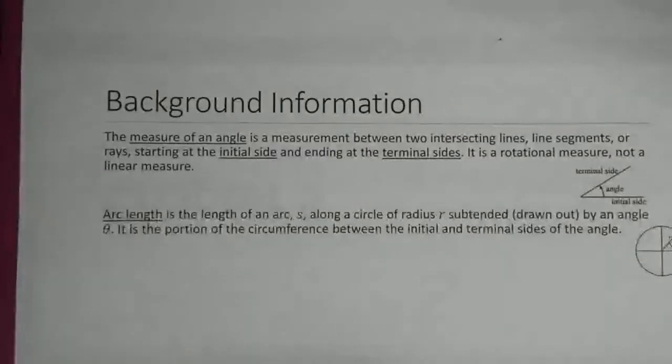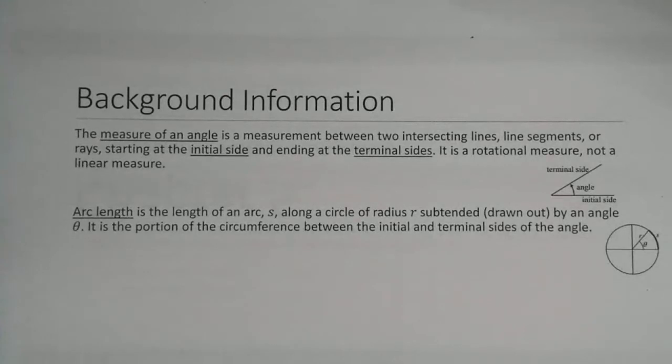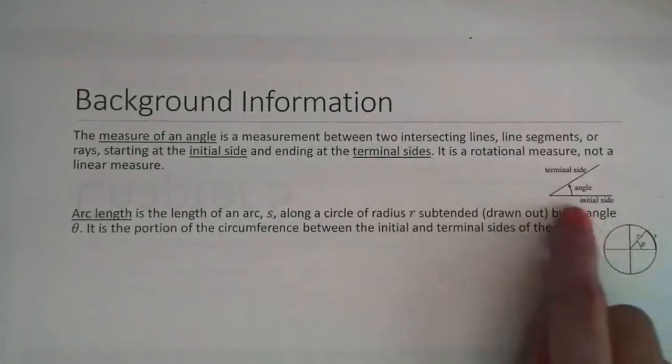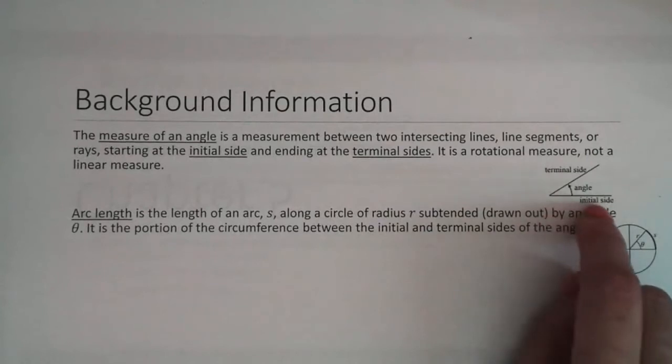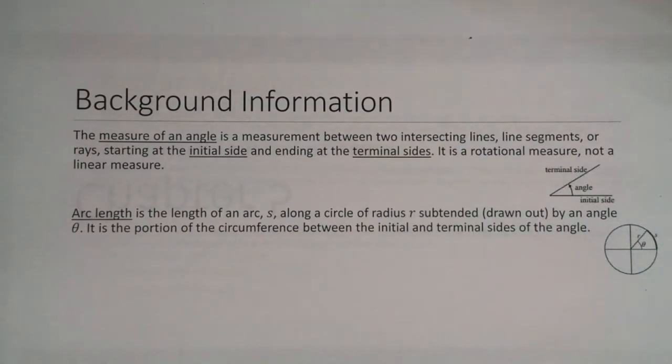You've probably worked with angles before, and the measure of an angle is the measurement between two intersecting lines, line segments, or rays. You start at the initial side and you end at the terminal side. So you can see this in this picture here. The horizontal line is our initial side, and the angle is how much we're turning to get to the terminal side. So that means it's a rotational measure, not a linear measure. So it's how much we're turning rather than a straight distance.